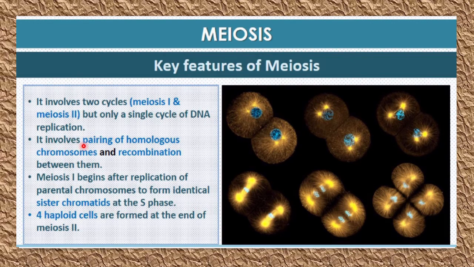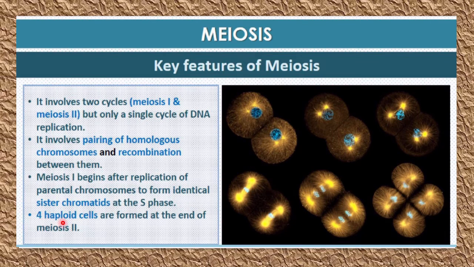It involves pairing of homologous chromosomes, which is a difference between mitosis and meiosis, and recombination between them. These phenomena you cannot observe during mitosis. So this is the characteristic feature of meiosis. It involves pairing of homologous chromosomes and recombination between them. Meiosis 1 begins after replication of the parental chromosome to form identical sister chromatids, at the S phase. During S phase it will be shown.